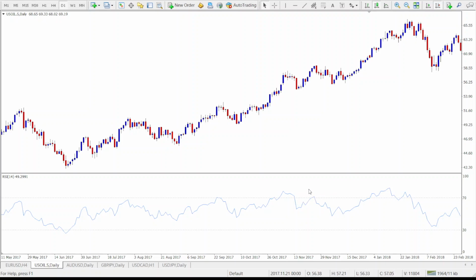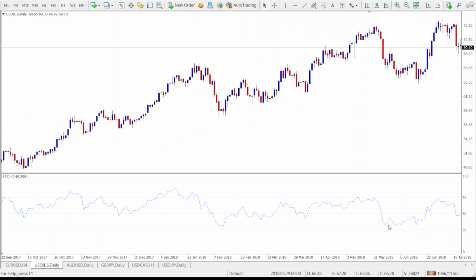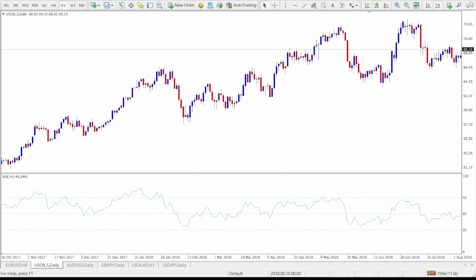A key part of this strategy is to look for the RSI to move above certain levels, and for that purpose we are going to add a 50 level to the indicator. Whenever the RSI is above the 50 level, it typically indicates bullish momentum. On the other hand, when the RSI is below the 50 level, it indicates bearish momentum.